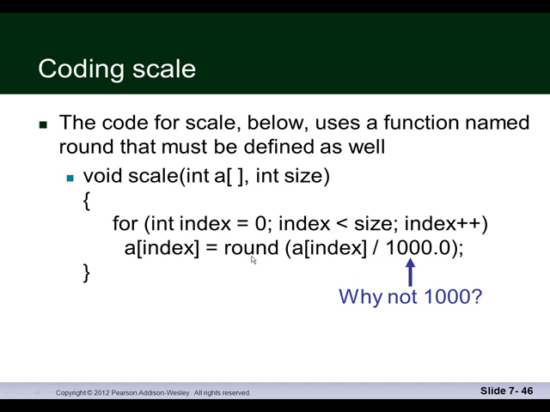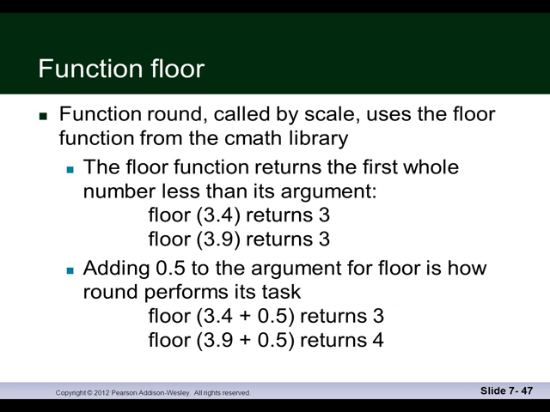Round means what? 5 and above is going to go to the next number up, less than 5 is going to go down. There is another function called floor that's going to basically lose the decimal point. So floor of 3.4 is going to give you 3. Floor of 3.9 is going to give you 3. What is the round of 3.4? 3. Round of 3.9? 4.